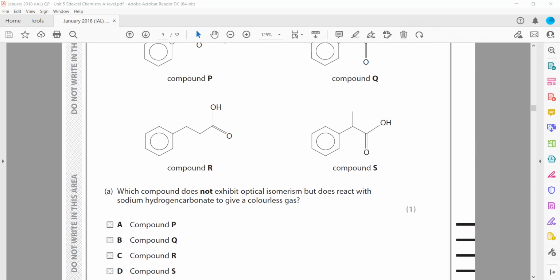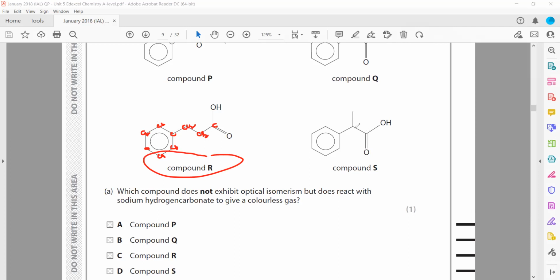Optical isomer means a chiral carbon, a carbon bonded with four different atoms or groups. So this cannot be a chiral carbon. This is CH2, cannot be chiral. This is CH2, cannot be chiral. This cannot be a chiral carbon. Why? Because identical groups are attached to it. In a benzene ring, there is no chiral carbon, as you can see, all are identical. So R is the right answer.